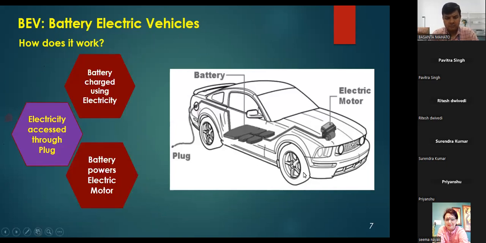So now we will talk about how it works. So actually, electricity is accessed through the plug. So in this car, you can see this is connected with the electric supply board, and this AC voltage will be converted by the converter, and this DC voltage will be stored in this battery, and this battery will be connected to the electric motor, and before transferring the current to this electric motor, we will convert this DC voltage into the AC voltage.